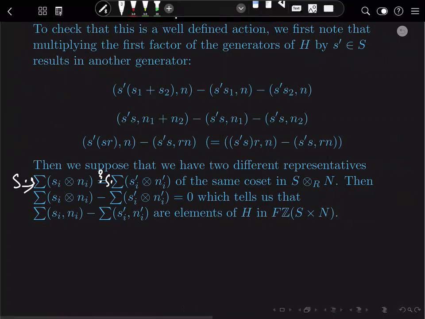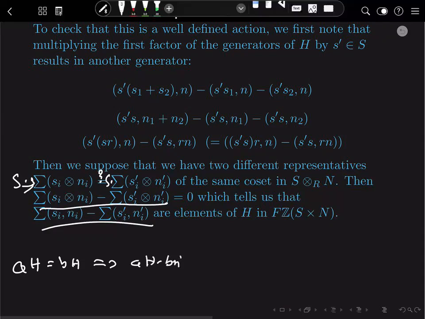But we can realize that if we subtract from both sides, this implies that this element is an element of H, right? Since when we mod out, these are cosets, of course, and if we have two cosets in general, AH equals BH. That implies that AH minus BH is equal to 0, which implies that A minus B is in H, right? So this implies that this element is in H.